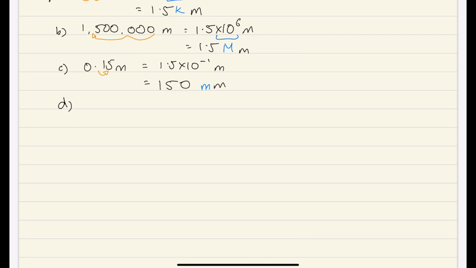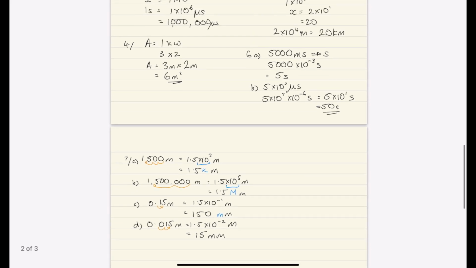Finally, we've got D, which is 0.015 meters. Same thing, except this time I'm moving it twice. So this becomes 1.5 times 10 to the power of minus 2 meters. And again, same thing, I'm going to convert it into millimeters. It becomes 15 millimeters. Okay, so those are your answers.